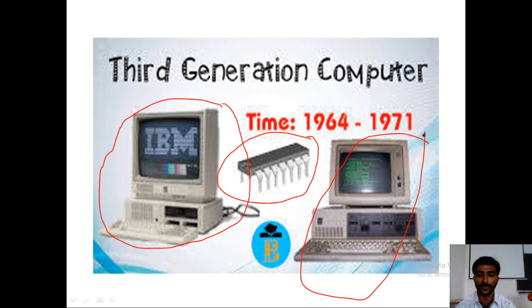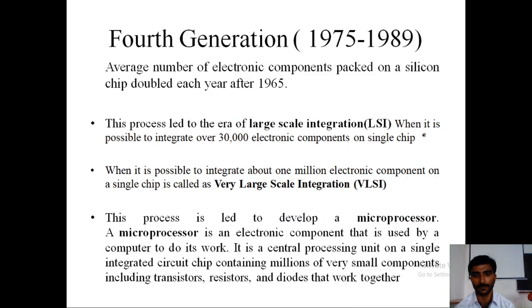Now let us move to the next generation, the fourth generation. What is the fourth generation? The time period is 1975 to 1989. Some people say that nowadays we are still using the fourth generation, and some people are using the fifth generation. But when we talk about the fourth generation, we will discuss just this.